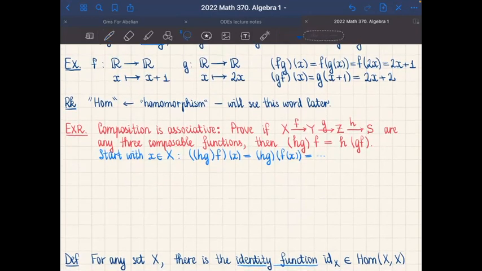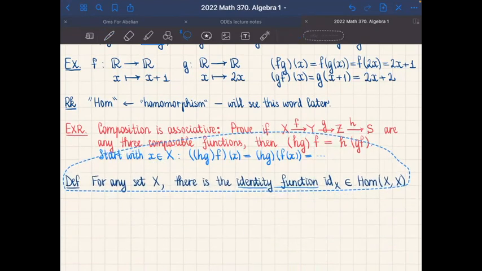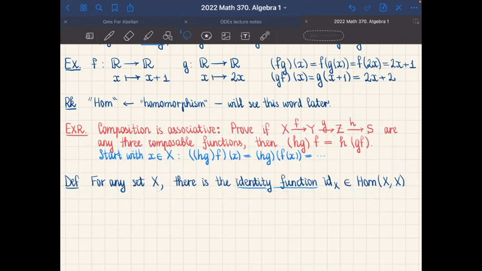For any set x, there is a distinguished function called the identity function. It is denoted by ID subscript x. It is defined on elements trivially. So it sends each element x to itself.